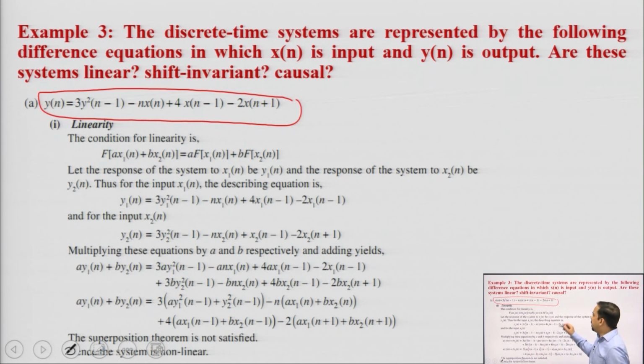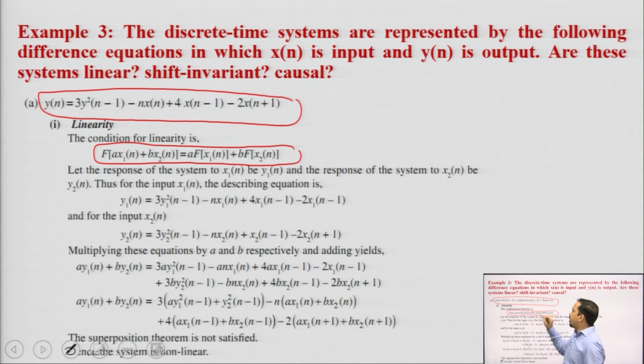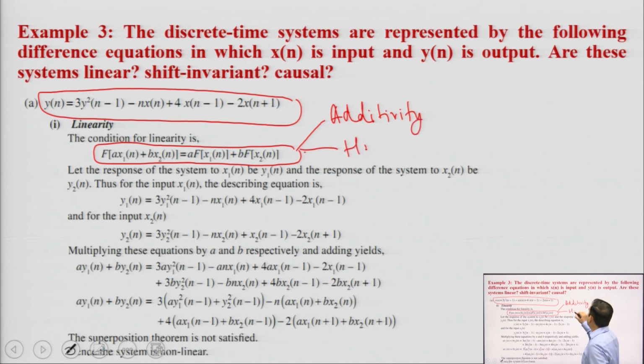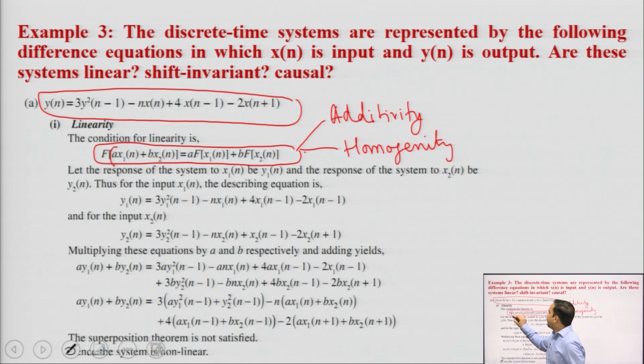In the last lectures we have seen the basic condition to check the linearity of a system. A system is said to be linear if it follows the principle of superposition. Now, what is the principle of superposition? It is additivity and homogeneity. Homogeneity means we are multiplying by factors a and b, and additivity means after multiplying by a and b, we perform the addition. So, we are going to check this particular condition for linearity.